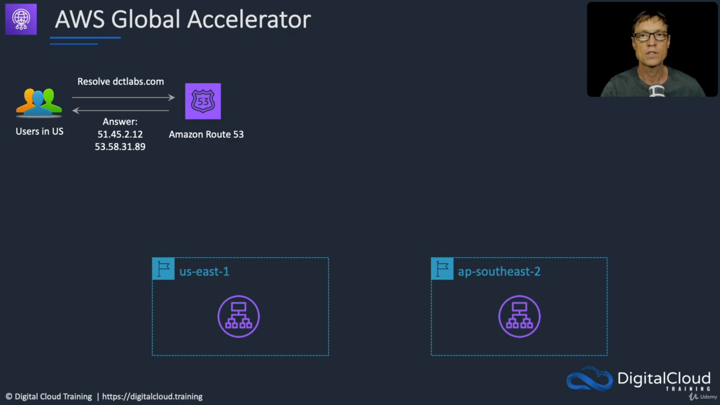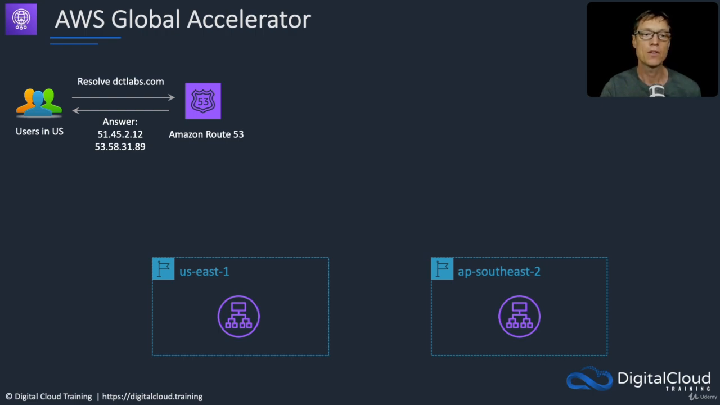Now, by the way, just as a little aside, you need to understand that when you use an alias record with Route 53, what you're doing is you're mapping your domain name, like dctlabs.com, to the domain name of the Global Accelerator endpoint. In the case of a load balancer, it would be the load balancer DNS name. What then happens is you need to resolve the DNS name of Global Accelerator to its IP addresses. And in this case, you get these two static IP addresses. So that means you can whitelist these in your firewalls.